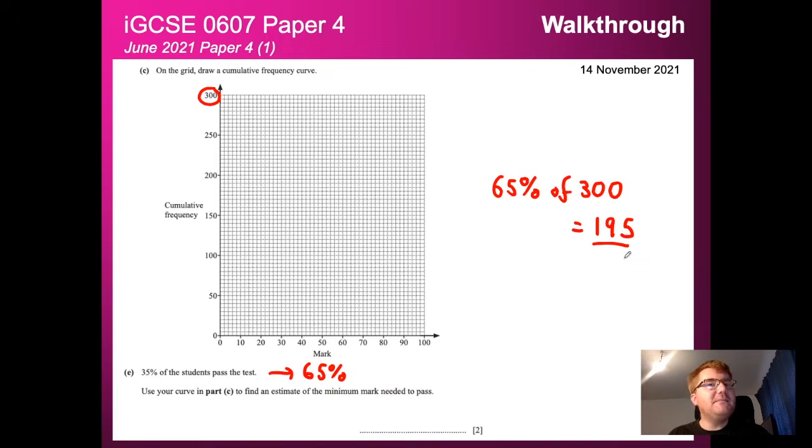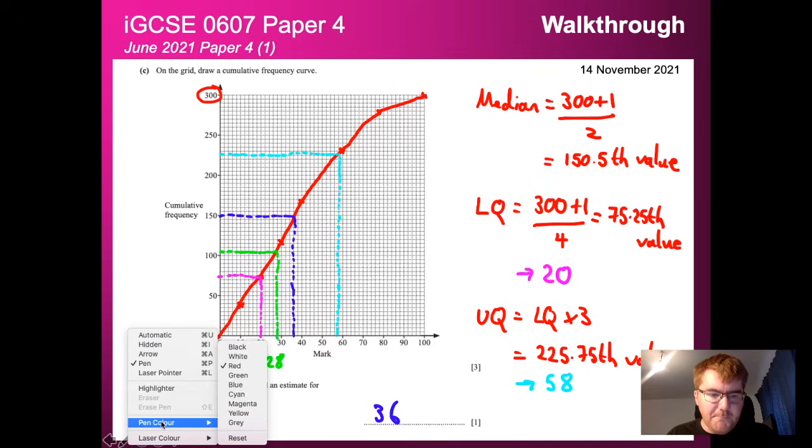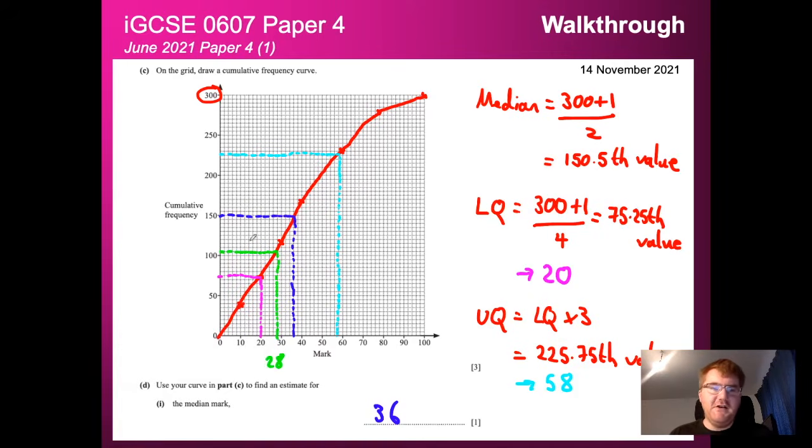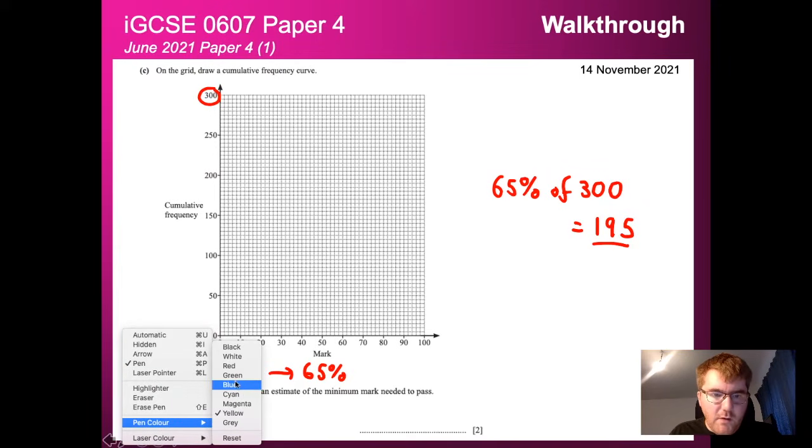195. So I'm going to do a very similar process to what we did before, but this time we're going to go to 195. So I go back to my graph like so, and I'm going to use yellow this time. That's a nice color to use. We go to 195 here. We draw a line all the way across, similar to how we did the quartiles and the median, and then we go down at this point, and this will help us work out the cutoff point between the students passing or failing the test. So you'll see the value that we get here is equal to 48, and that's the value we're looking for as our estimate for how many marks are required to pass the test.